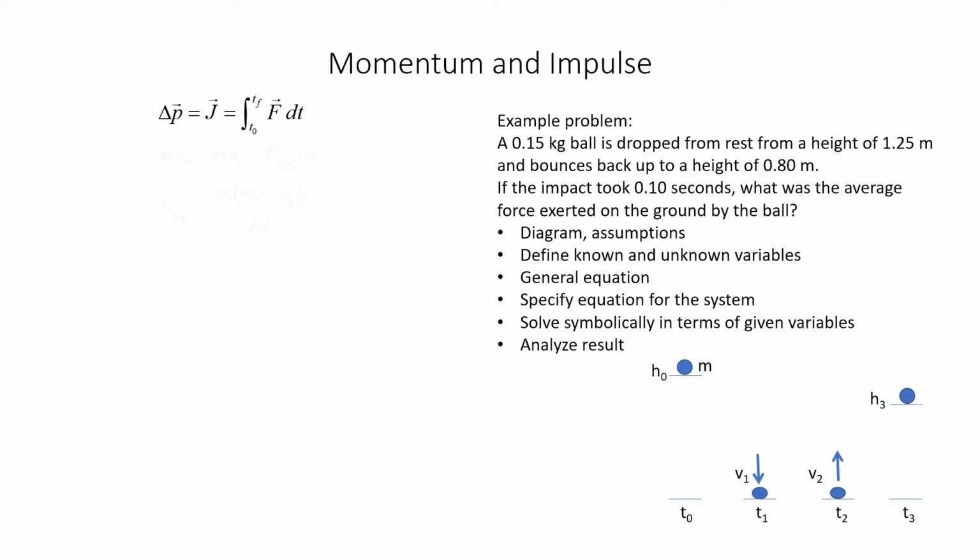Let's start with a diagram. We see that there are actually 4 points of time that are interesting. Our initial time, when the ball's at rest at some height h0, then the ball drops down. It's moving when it hits the ground and squishes some at t1. At t2, it has v2, which is upward. It's bouncing back up. And at t3, it's bounced back up to its second height, h3, which is less than h0.